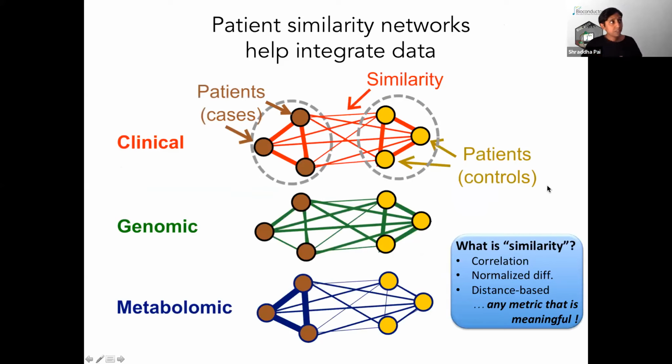How do we achieve this? So this is where the patient similarity networks come into play. A patient similarity network is simply a network where the nodes are patients and the edge weights quantify how similar the patients are for a given data type. So in this example, we've got 3 cases and 3 controls: clinical, genomic, metabolomic data. The patient similarity network for clinical data shows that the cases and the controls separately cluster very well, but for metabolomic data, only the cases cluster very well.